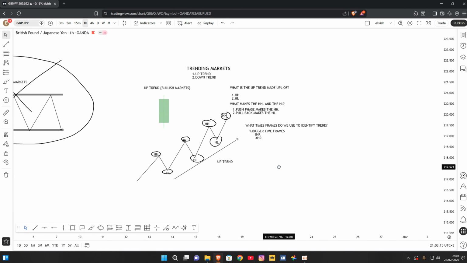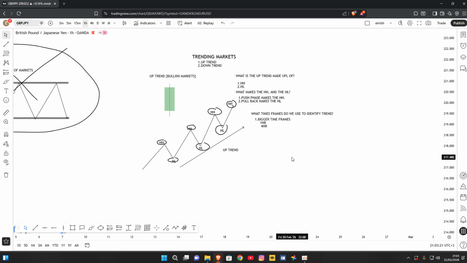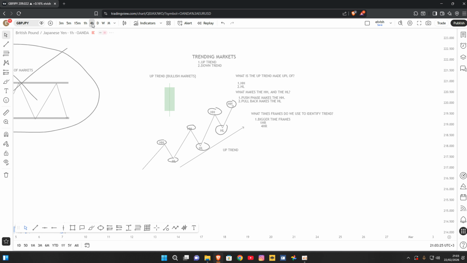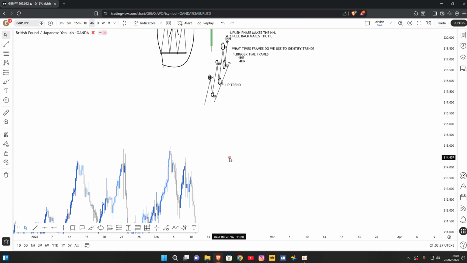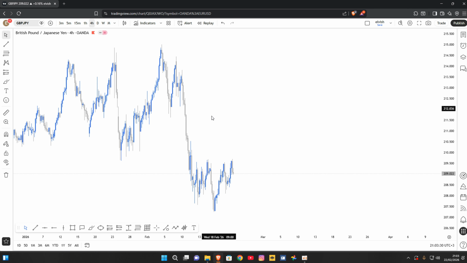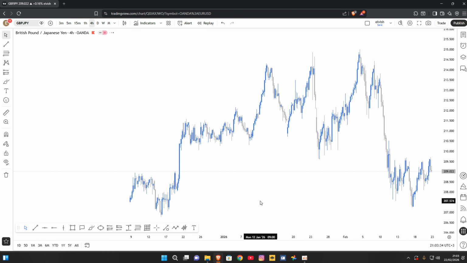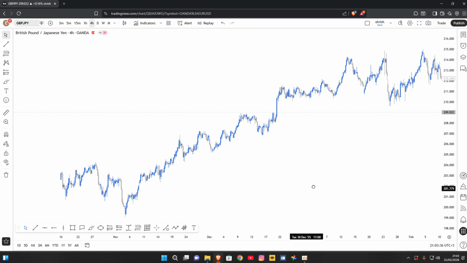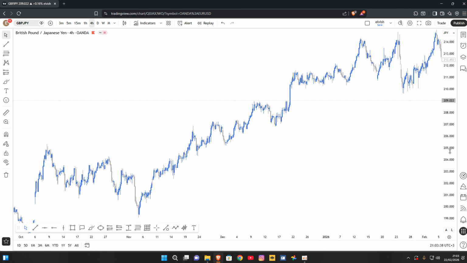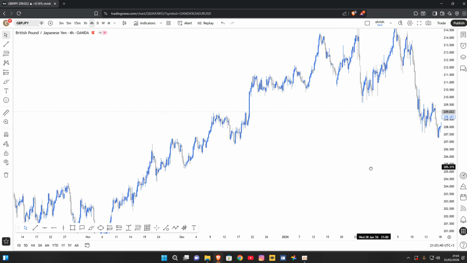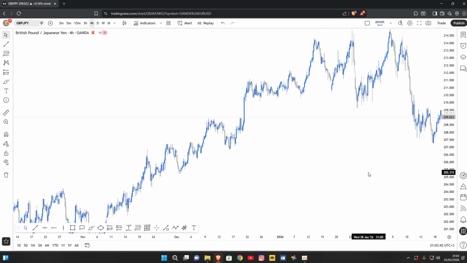So let me go to the 4-hour time frame, and then I'll see whether I can identify the trend. Remember, as I told you, we are looking for an uptrend, right? So now let's look for the uptrend. As I told you, we only look for higher highs and higher lows.